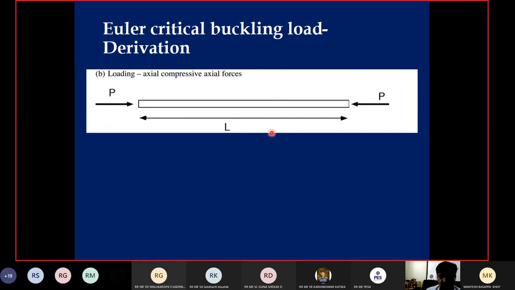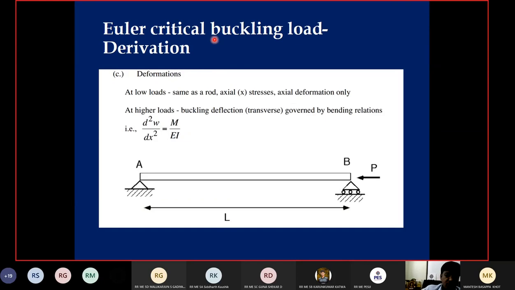and the length of it is given by L. So once it has been subjected, because of one condition being fixed or hinged and the other condition being pressed, you know that at one particular point it will give way and it will start buckling. So it's not going to bend, but it's going to buckle.